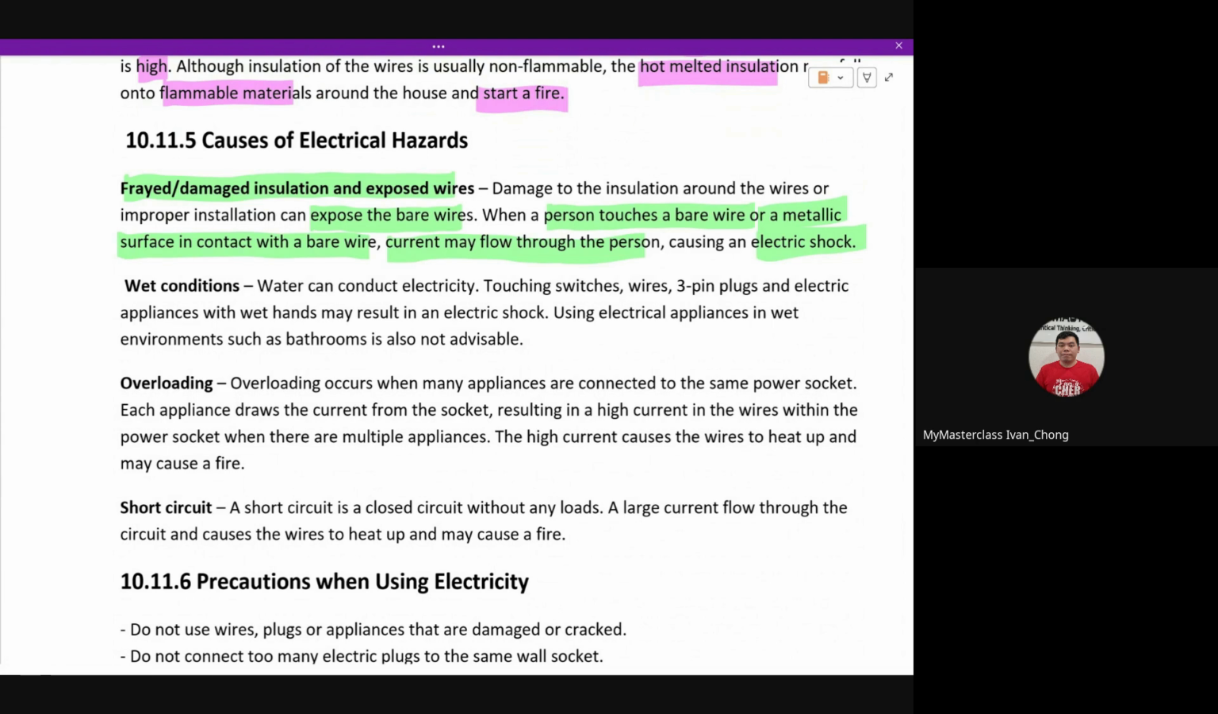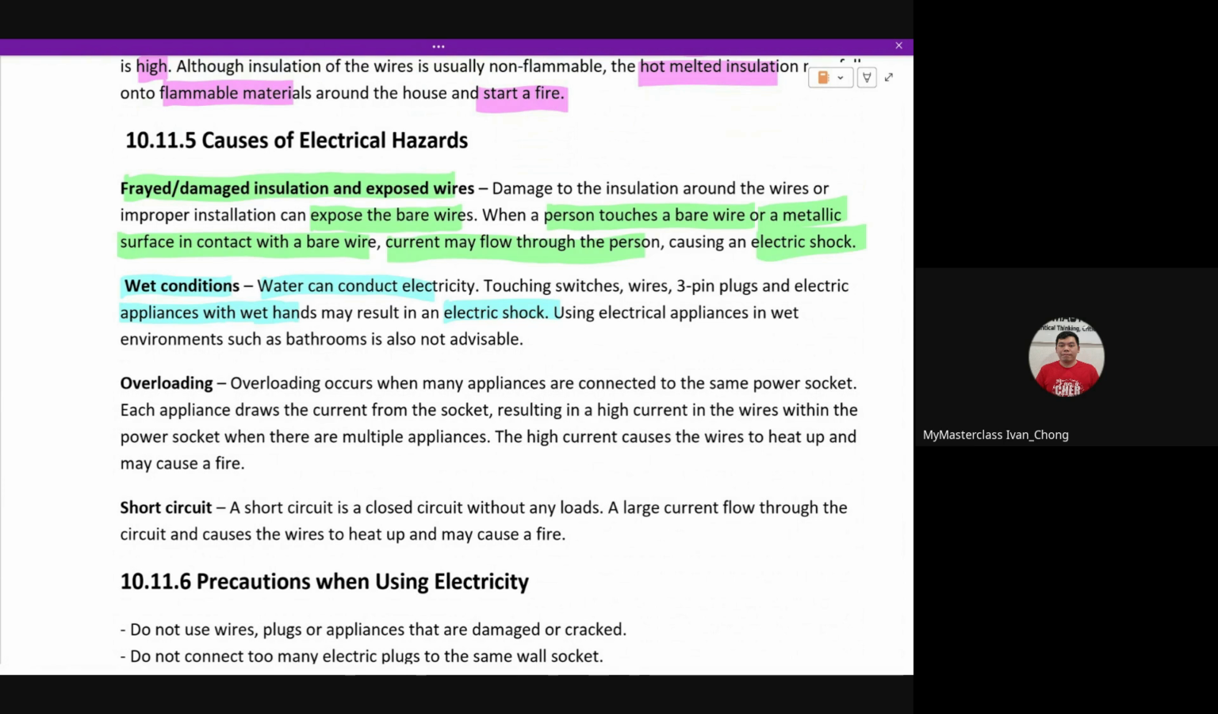On the other hand, what about wet conditions? Water can conduct electricity, okay? So if you touch any appliance with your wet hands, you get an electric shock. You'll notice that most of the time in your bathrooms or in your shower, there's no switch inside. The switch is typically outside the door.